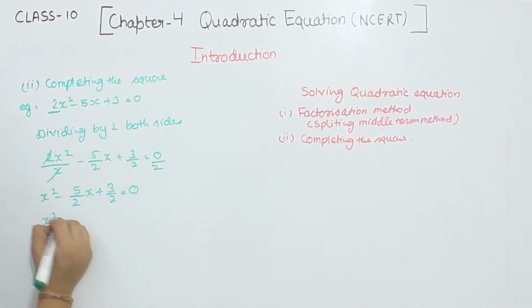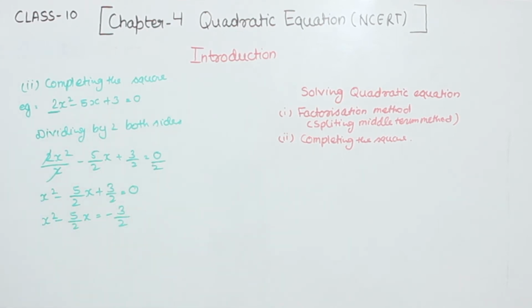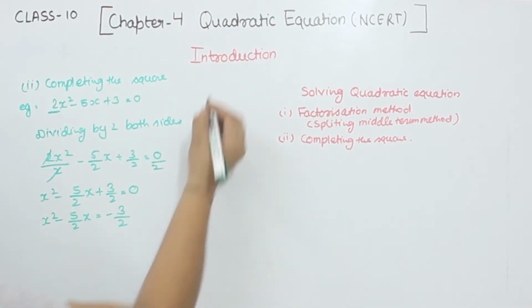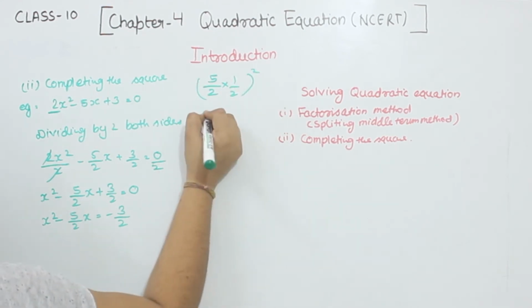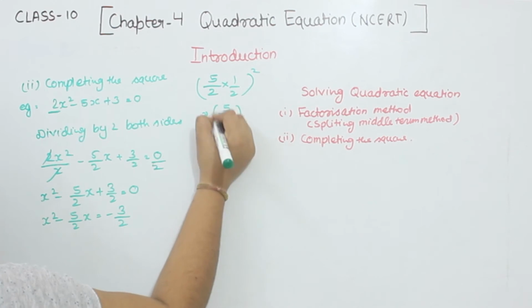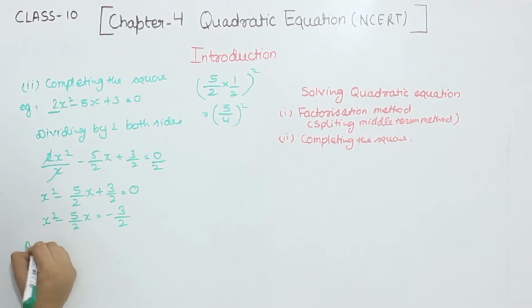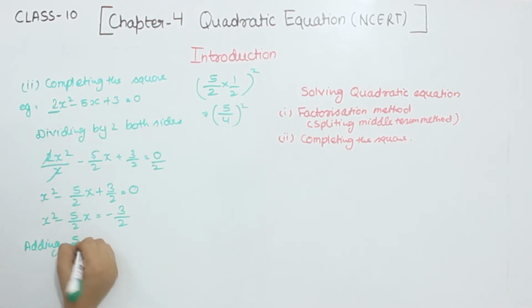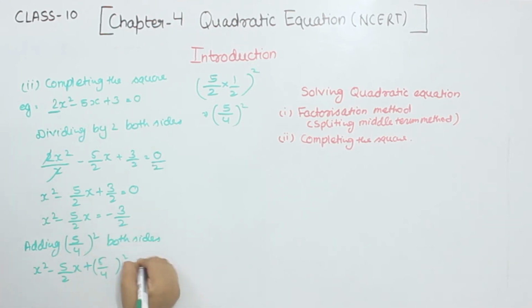Now I am going to transfer this: x square minus 5 by 2x is equal to minus 3 by 2. Now I am going to take the coefficient of x, which is 5 by 2. We multiply this by 1 by 2 and square it. So 5 ones are 5 and 2 twos are 4, this is the term. Now we add this term on both sides. So adding 5 by 4 square on both sides, I write x square minus 5 by 2x plus 5 by 4 square, and on the other side minus 3 by 2 plus 5 by 4 square.